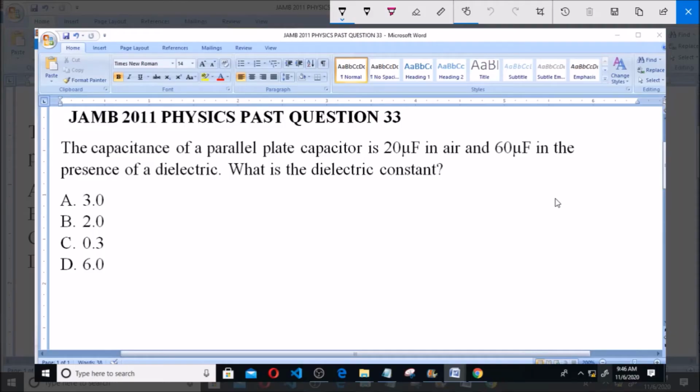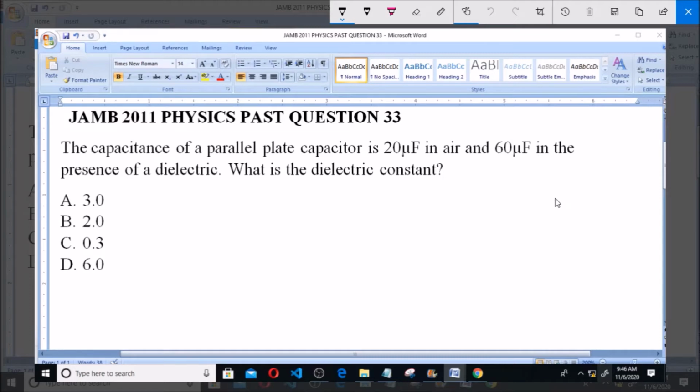Hello and welcome. I will be answering JAMB 2011 Physics Past Question 33. The capacitance of a parallel plate capacitor is 20 microfarads in air and 60 microfarads in the presence of a dielectric. What is the dielectric constant? A 3.0, B 2.0, C 0.3, D 6.0.